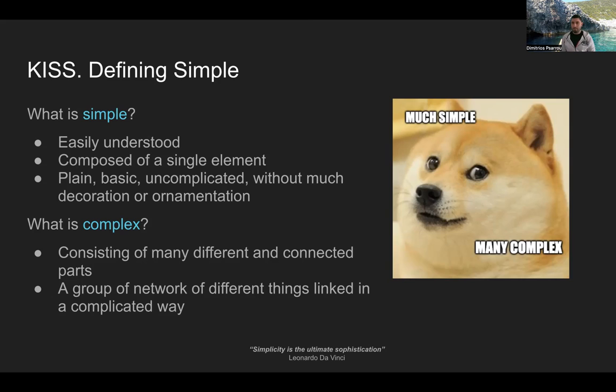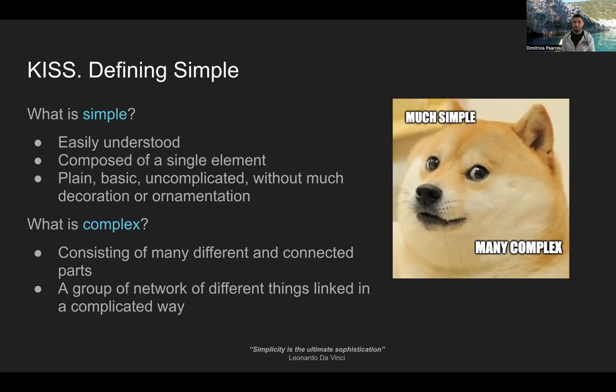Well, we can find some guidance if we look at how a dictionary defines simple. So simple is defined as something that is easily understood, composed of a single element, or when talking about items, something that is basic, uncomplicated, without much decoration or ornamentation. This definition helps a bit, but probably not as much as we would like to. So how about we look at how the opposite of simple is defined? If we can clearly distinguish what is not simple, we have way more chances to identify simple, right?